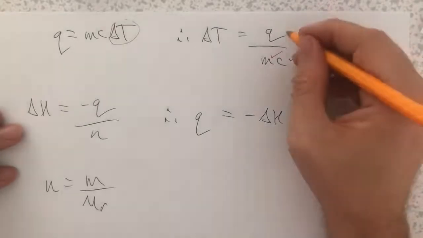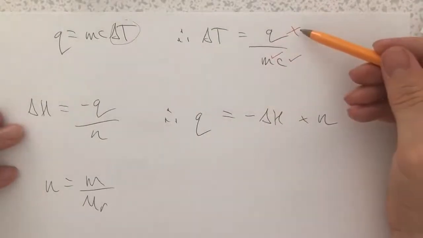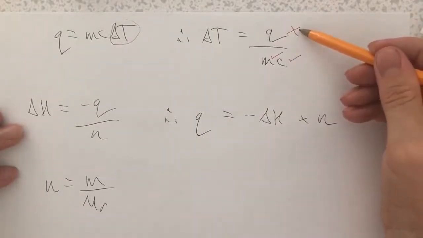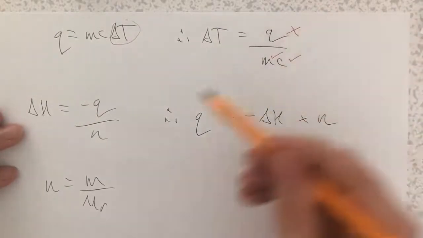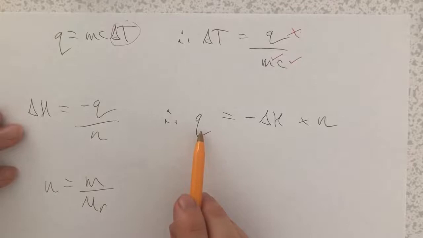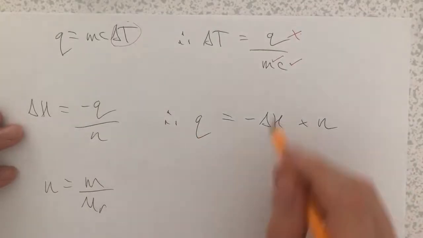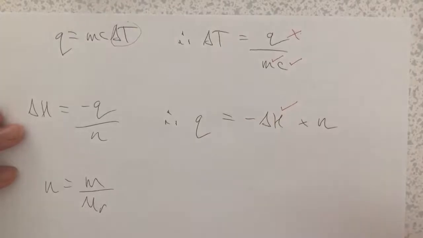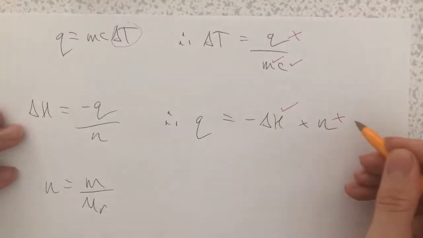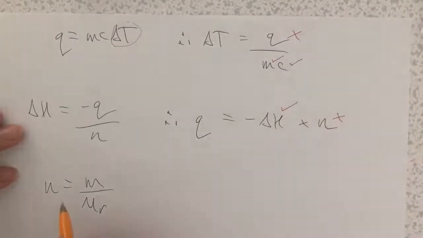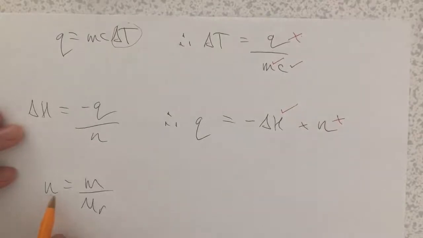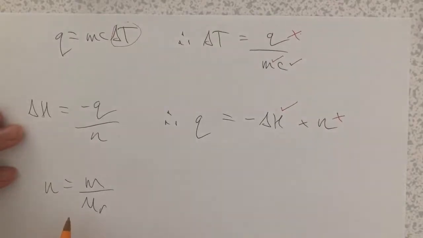We're not told the heat directly, so I need another equation that has the heat in. Well, delta H is this. Rearrange to make heat the subject of the expression, and then do the same thing. We're directly told the delta H, but we're not told the moles. So I need another equation which has moles in. Moles equals mass over Mr.